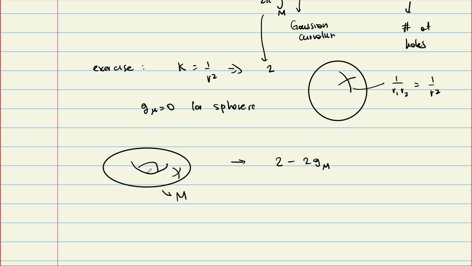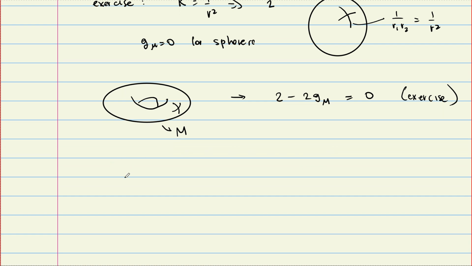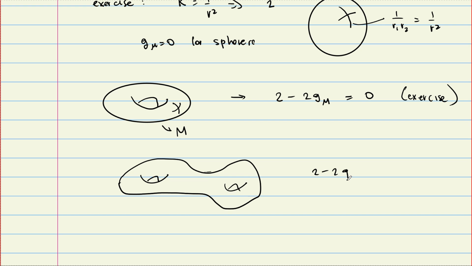How many holes do we have in that case? 1. This is 2 minus 2, which is going to be 0. So this is an exercise if you want to see if that's true or not. And you can generalize this if you have something with many handles. Another hole here. In that case, 2 minus 2 gm. In that case, I have 2. 2 minus 4 is minus 2.